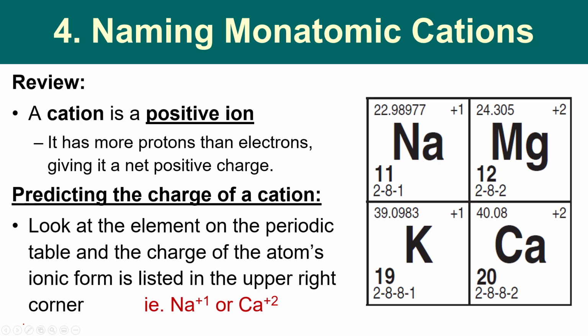So let's review a little bit. You should at this point understand that a cation is a positive ion which has more protons than electrons, giving it a net positive charge. You should also remember that in order to predict the charge that a cation will take, you have to go to your periodic table and look at the oxidation states that are listed there. The oxidation state will always tell you the ionic form of that particular atom. That is in every single box on your periodic table, and having that information is certainly handy.